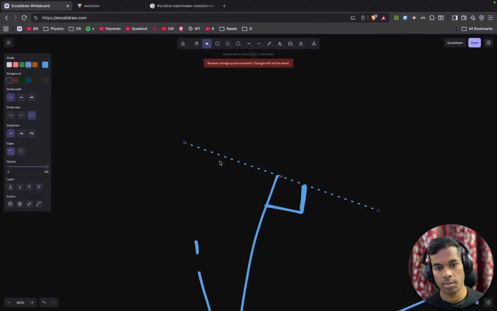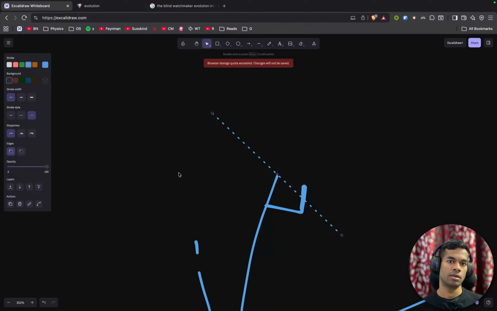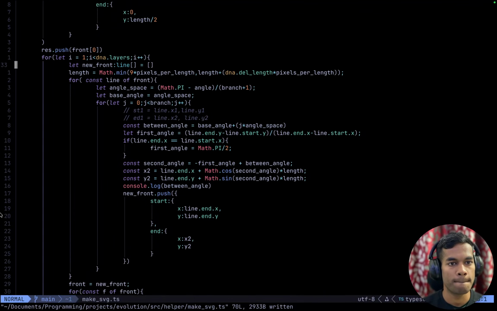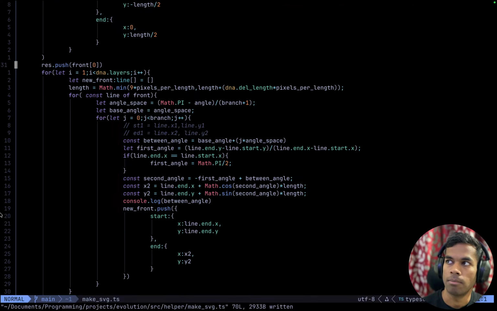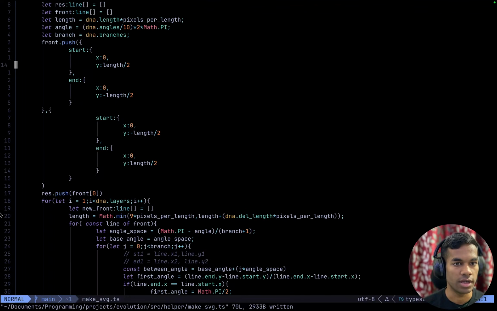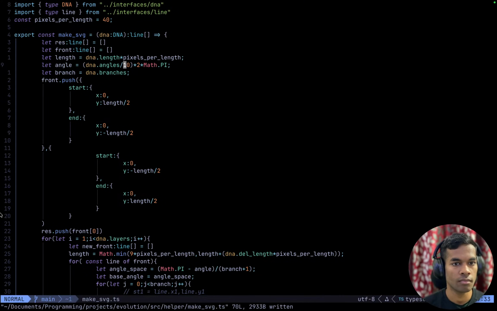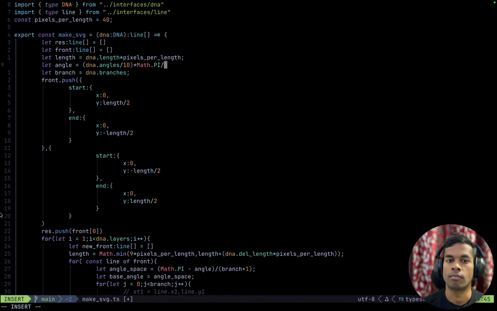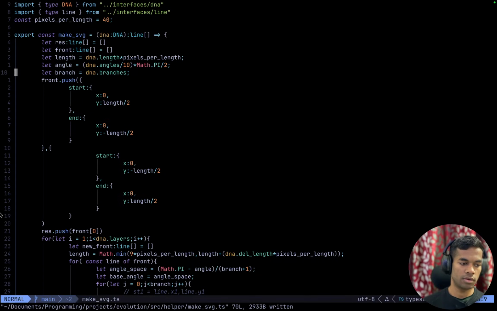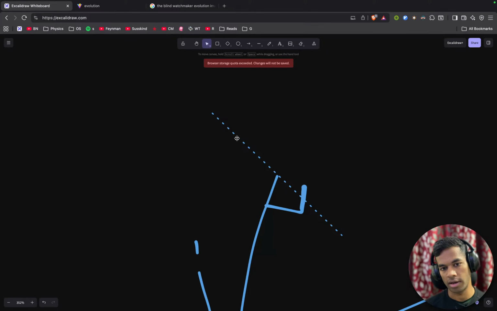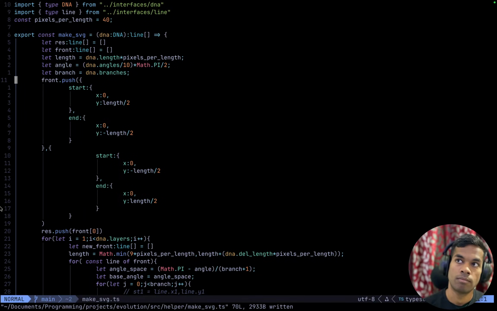Our DNA base will be able to change only the angle of this thing by some degree. Yes, that makes sense. So we have to see how we interpret the base angle. DNA dot angles divided by 10, which gives us the ratio, not multiplied by 2.5, but by pi by 2. Yes, pi by 2, that gives us, base angle can only change by 90 degrees. Okay, cool.